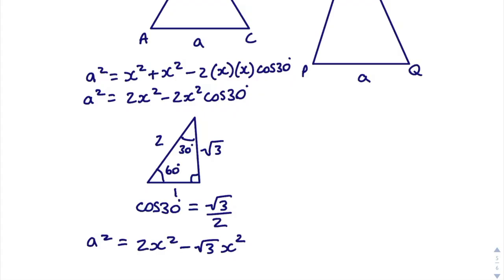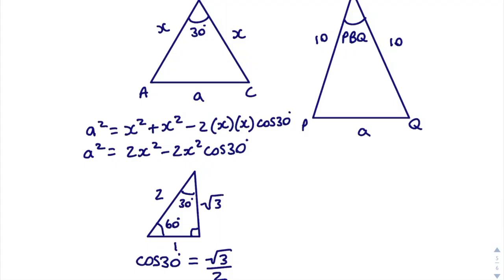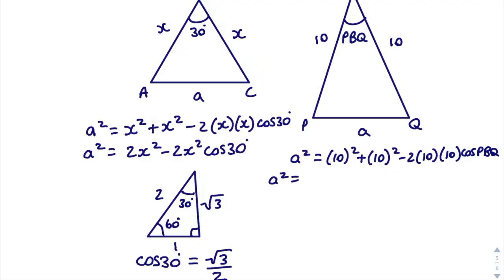So if we try and work out another expression for the triangle PBQ, we can use the cosine rule again, so we can say a squared is equal to 10 squared plus 10 squared minus 2 times 10 times 10 multiplied by cos PBQ. Now that's a squared equals 100 plus 100, which is 200, minus 2 times 10 times 10, which is 200, cos PBQ. Now we've got another expression for a squared.